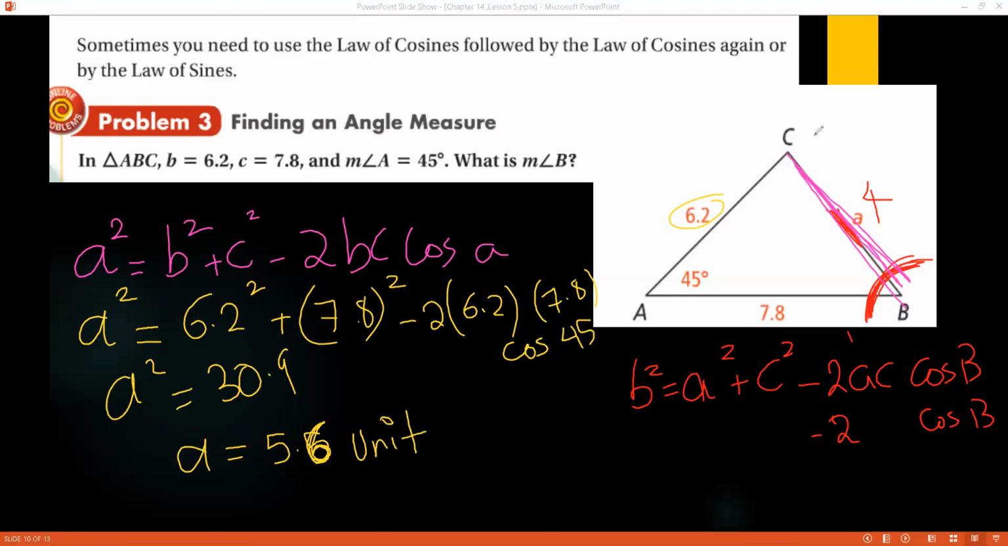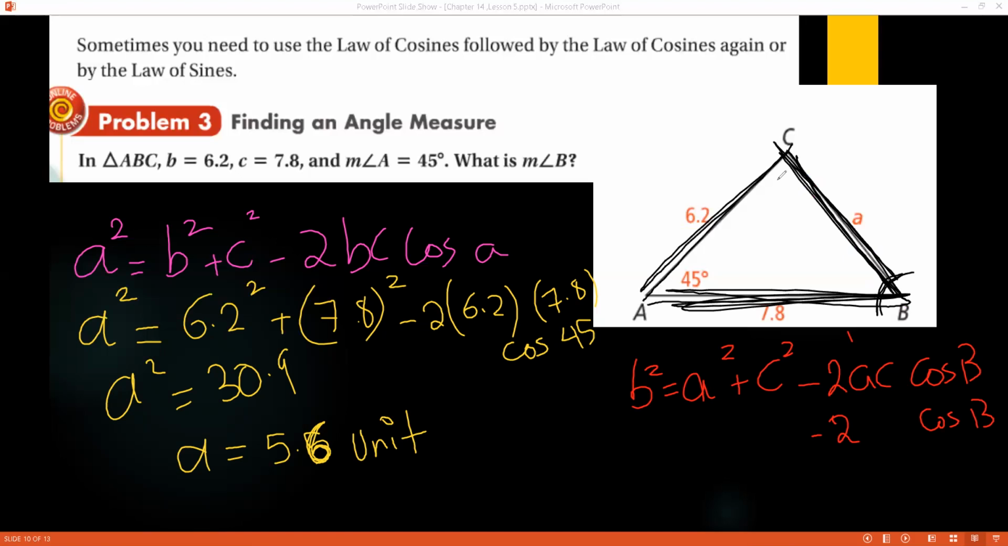So here I will repeat. I want to find now the measure of angle B. But if I want to find the measure of angle B, I need these two sides, side A and 7.8. And then I want to find any angle, so I need the three sides.